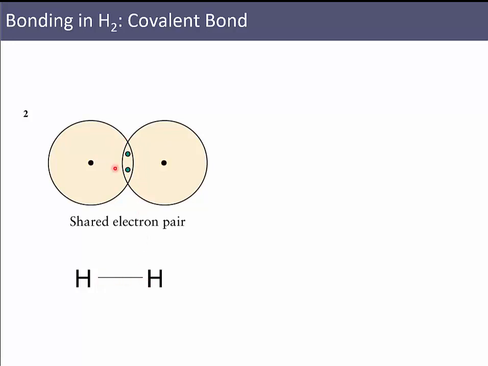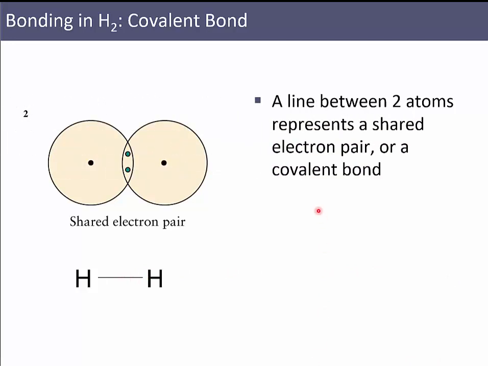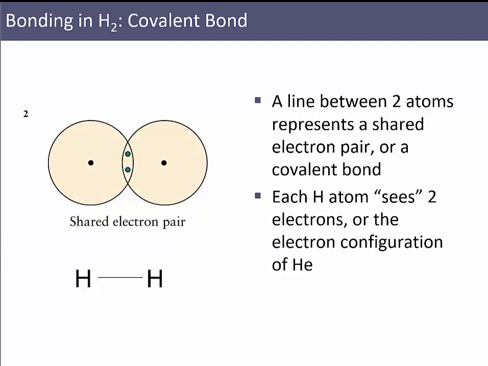So if you are sharing two electrons, what can you draw between two points? You can draw a line. And so we're going to draw a line between these two points. This hydrogen's got a line on it. It thinks it has two electrons. A line between two atoms represents a shared electron pair, or a covalent bond. Each atom of hydrogen sees two electrons, or thinks it's got the noble gas configuration for helium.